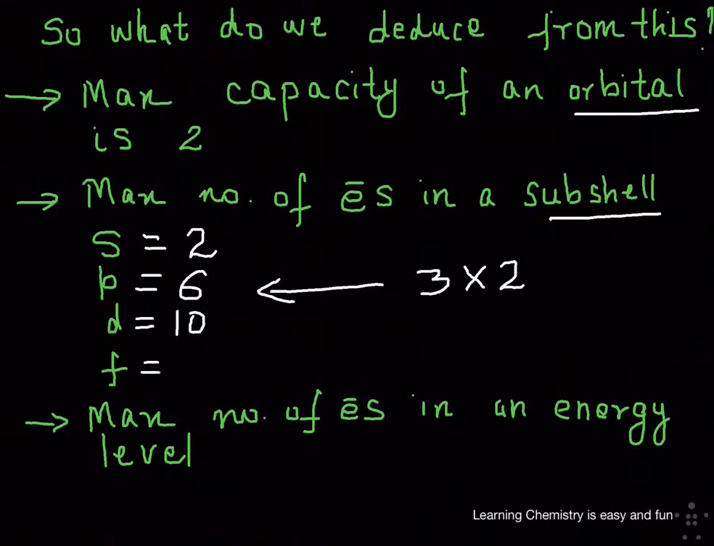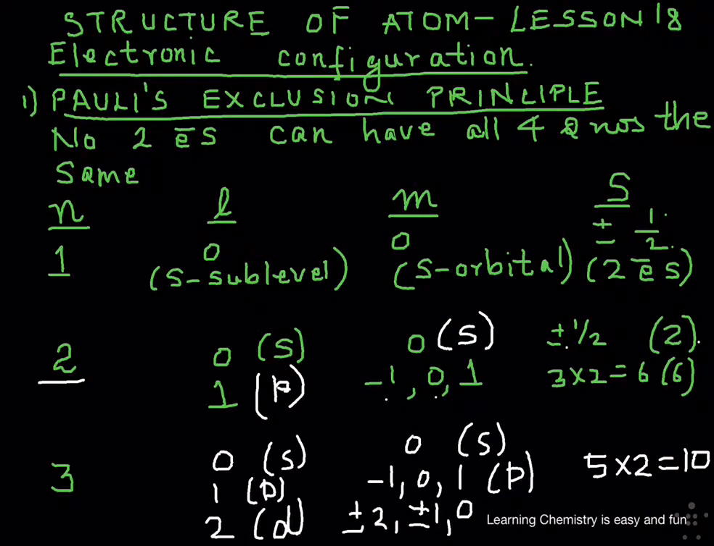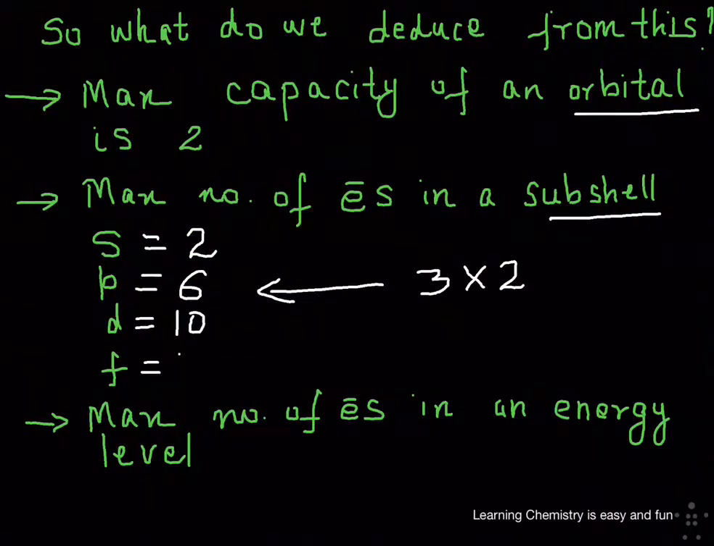Can you tell me what will be the value of L for the F sublevel? So, if the value of L for S is 0, P is 1, D is 2, for F it is? Yes, it is 3. So, the value of M comes down to ±3, ±2. So, when you are talking about F, an additional set of 2 values gets added up. So, the maximum capacity of the F sublevel comes to 14.